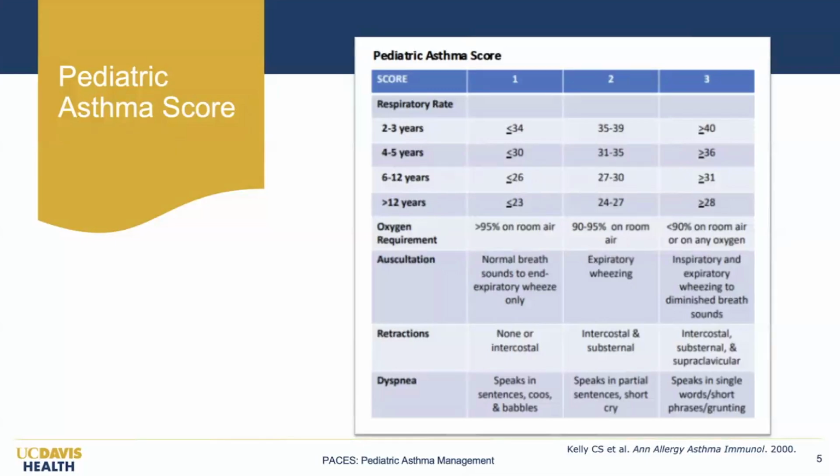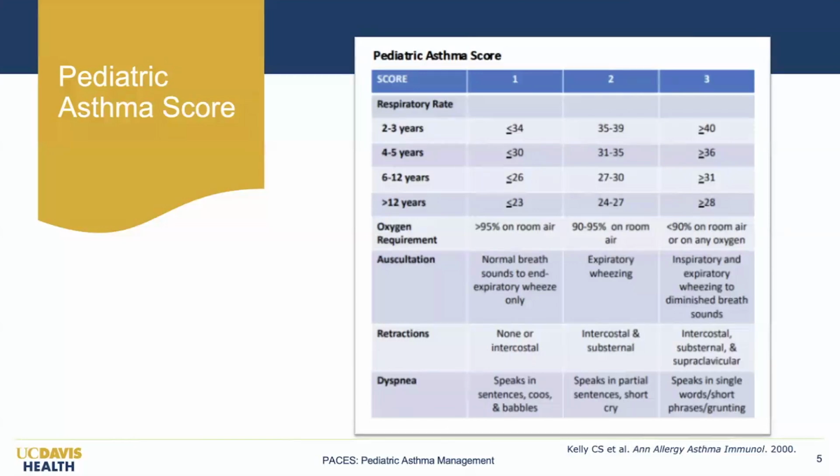Starting at the top, you can see respiratory rate. Our respiratory rates are stratified by age, so you can see anywhere from 2 to 3 years of age to greater than 12 years of age. For our 2 to 3-year-olds, they get a 1 if they're less than or equal to 34. They get a 2 if they're 35 to 39, and greater than or equal to 40 is a score of a 3. Our next major component is oxygen requirement.